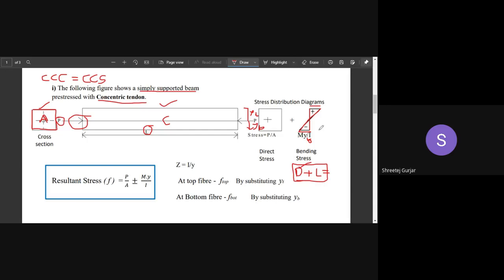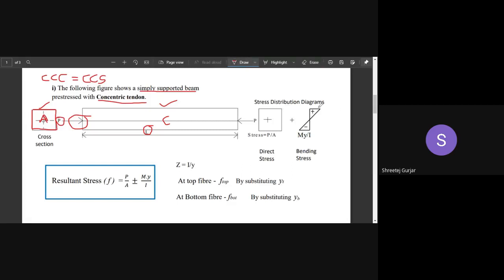So, understood how you calculate? It is M y by I. If you substitute yt, it is for the top fiber, and if you substitute yb, it is for the bottom fiber. This will be clear once you solve the numerical. We will be solving all of this and drawing these stress diagrams, and there you will have a clear picture of how to do this.